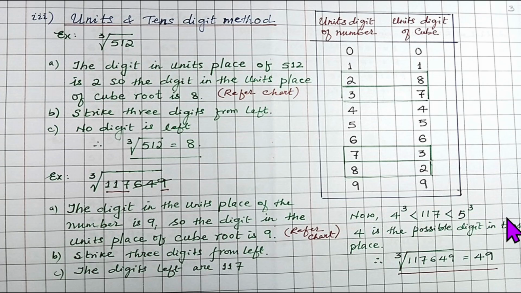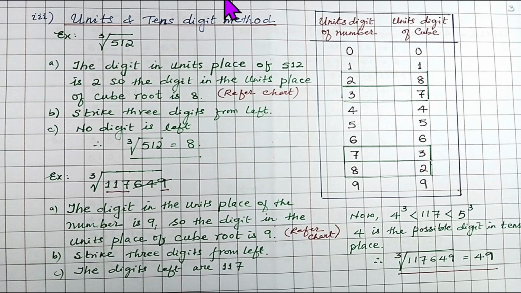Now 4 cube is 64, 5 cube is 125, and that means 125 is greater than 117 and 117 is greater than 64. Therefore, 4 is possibly the digit in the tens place. That is what you have to understand, and therefore the digit in the tens place is 4, the digit in the units place is 9, and therefore the cube root of 117649 is 49.